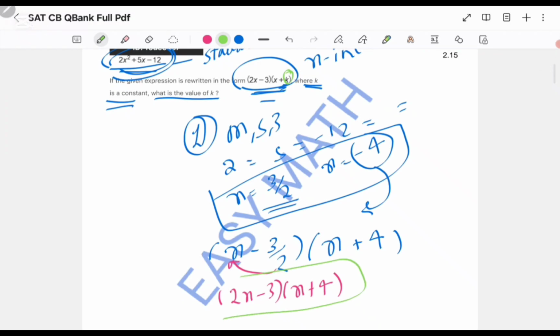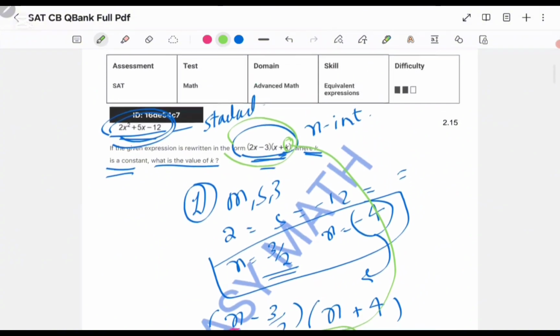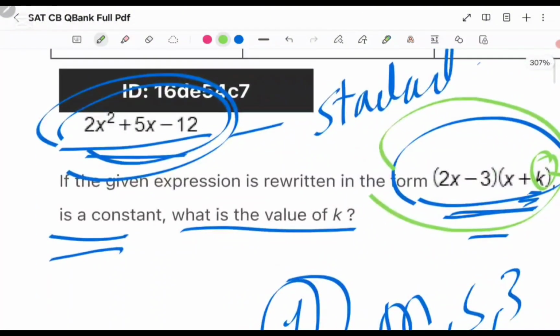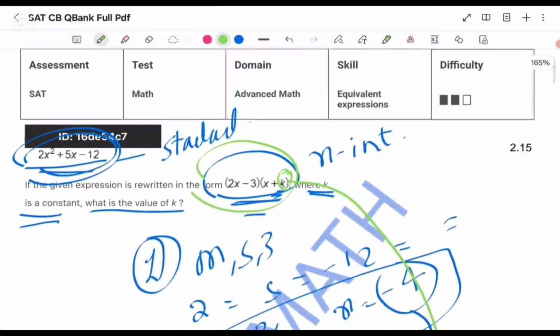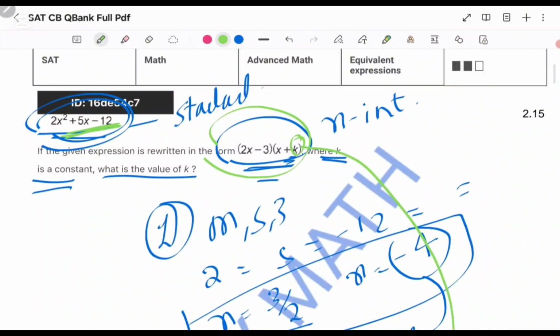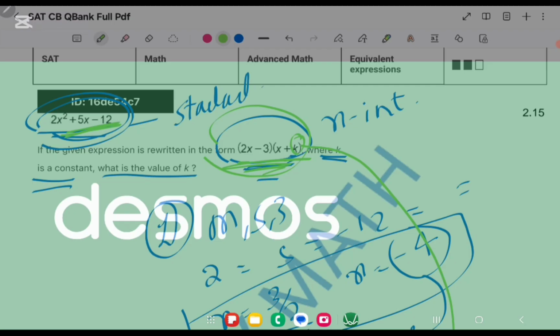What can I notice in here? Look at this, look at this. What is this k? 4. Yes, my k is 4 actually. Now what if I want to do some decimals when it comes to this one? And actually here, if I notice directly that this is the standard form and this is the x-intercept form, decimals is where I can really also save some time.